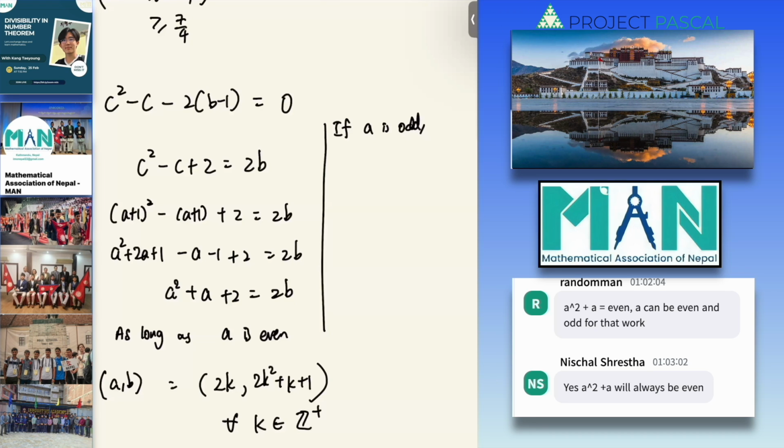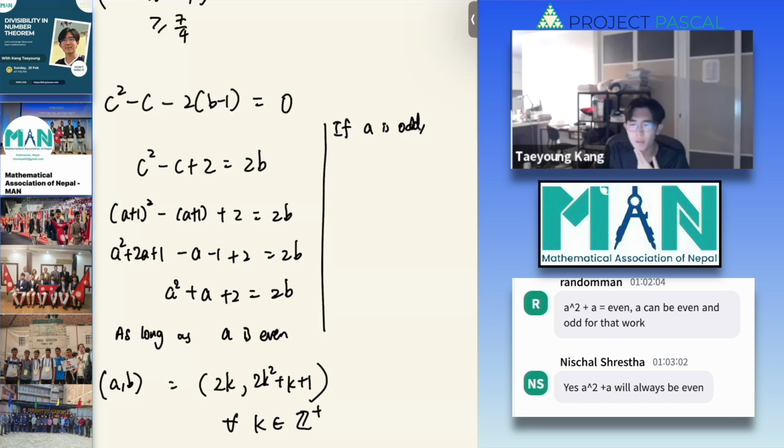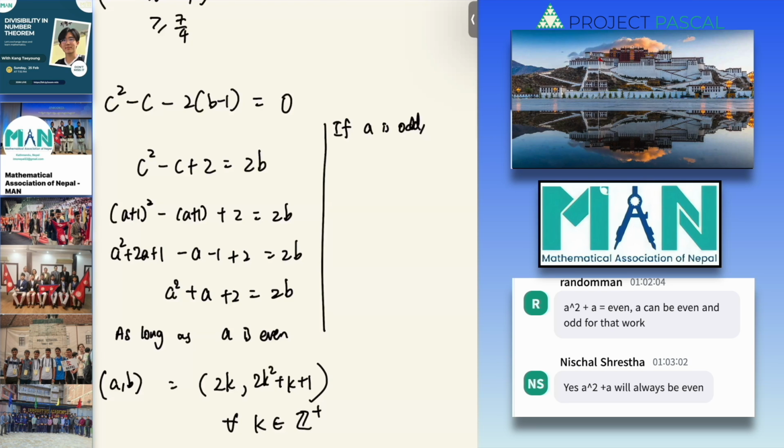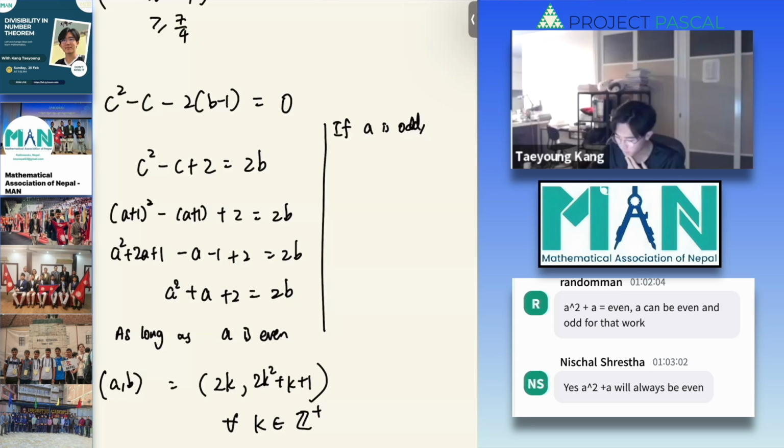Someone here says 3, 7 is a solution. I don't think, wait, 3, 7 is not a solution because 4 doesn't divide 6. Oh, okay. I haven't really looked at the questions, so I guess not. If, okay, wait.